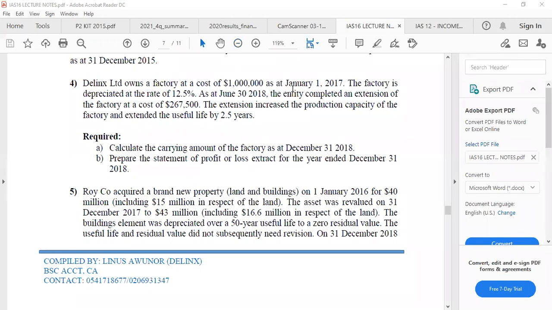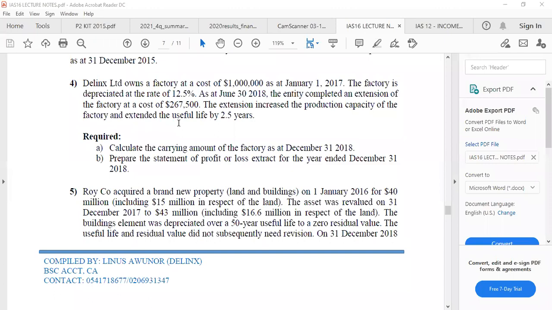But when did we buy the factory? January 1, 2017. When was the extension done? June 30th, 2018. How many years after that? 1.5. So as of June 30th, 2018, which is 18 months, we have to know the value of the factory as at that date.